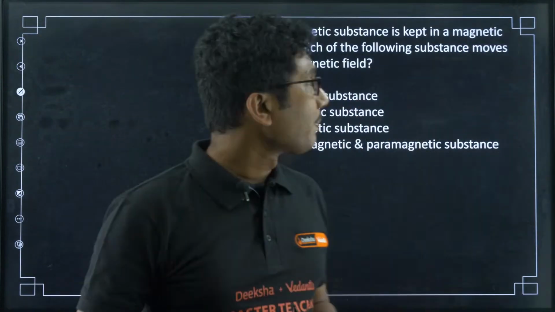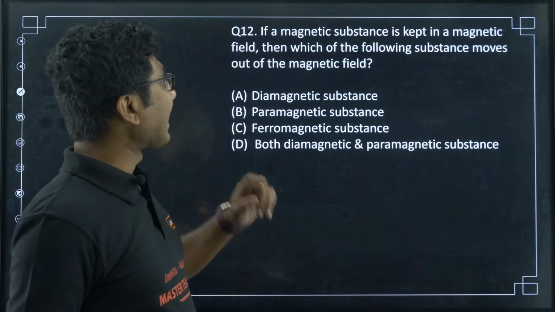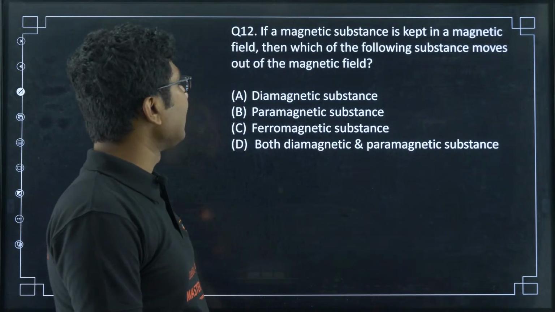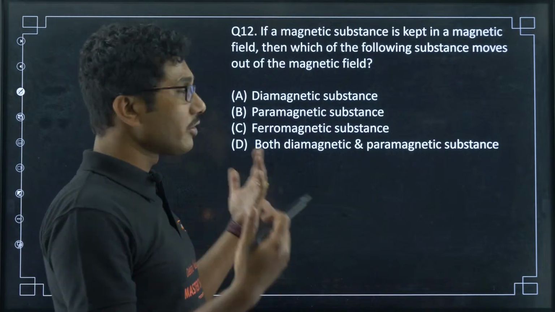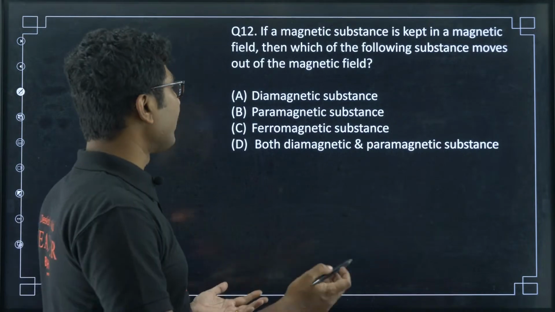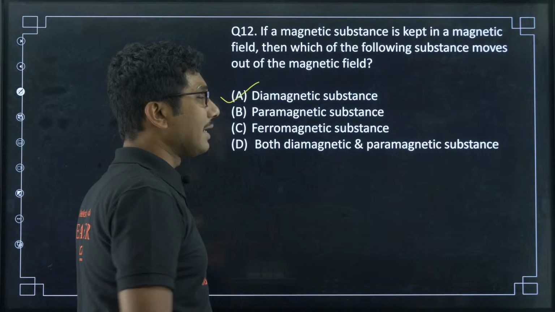Okay. If a magnetic substance is kept in a magnetic field, which of the following substances moves out of the magnetic field? Straightforward, easy question. It is diamagnetic substance.